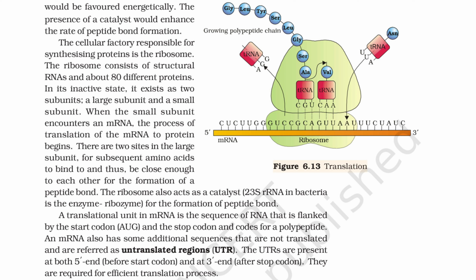A translational unit in mRNA is the sequence of RNA that is flanked by the start codon, AUG, and the stop codon, and encodes for a polypeptide. An mRNA also has some additional sequences that are not translated and are referred to as untranslated regions, UTR. The UTRs are present at both the 5' end, before the start codon, and at the 3' end, after the stop codon. They are required for efficient translation process.